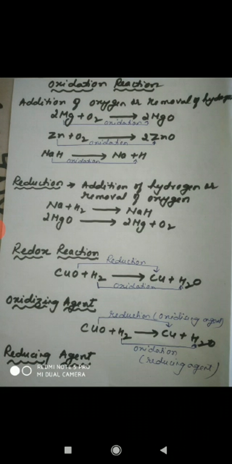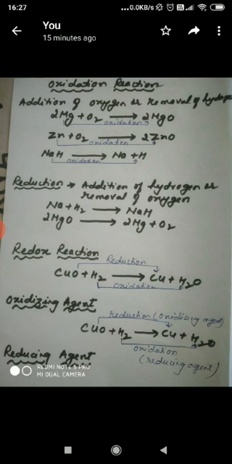See the examples. In the first example, already we have discussed this example many times. When magnesium reacts with oxygen, it forms magnesium oxide. In this example, magnesium is combining with oxygen. That means there is addition of oxygen. So oxidation is taking place. Second example, when zinc combines with oxygen. Here also there is addition of oxygen. So this is also oxidation reaction.